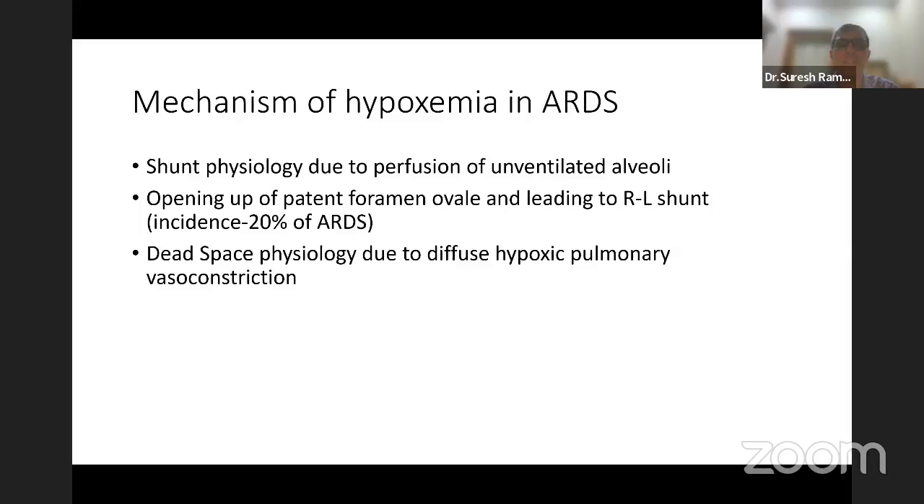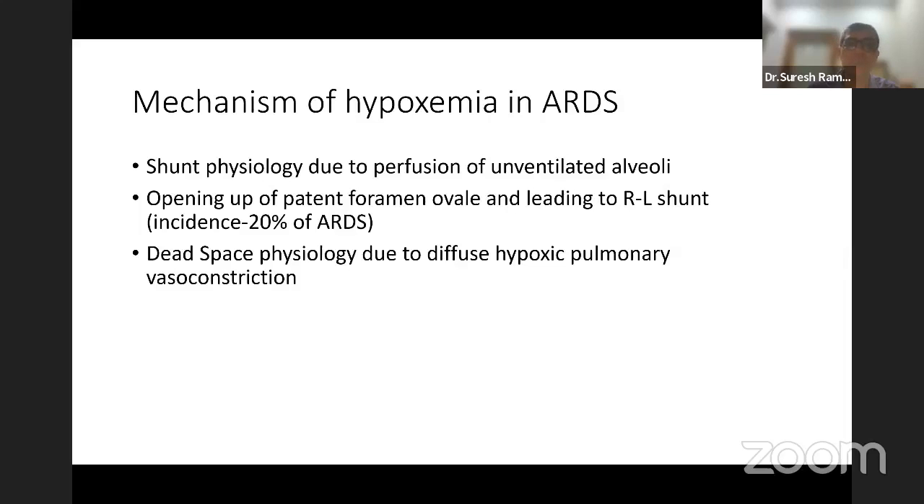There are other mechanisms, such as opening up a patent foramen ovale and leading to right to left shunt, and the incidence is as high as 20% in ARDS. And dead space physiology due to diffuse hypoxic pulmonary vasoconstriction is one of the reasons for the hypoxemia that can happen. But what we are targeting in the early exudative phase is the shunt physiology due to perfusion of the unventilated alveoli. And that is the aim when you have hypoxemia.